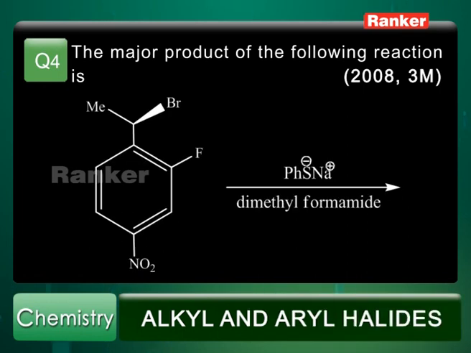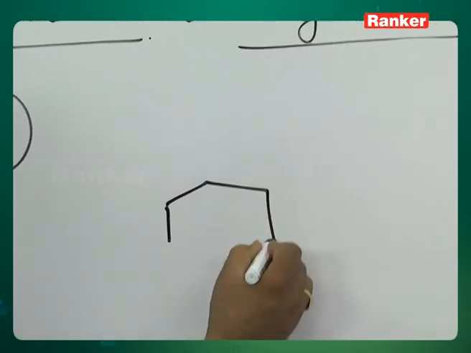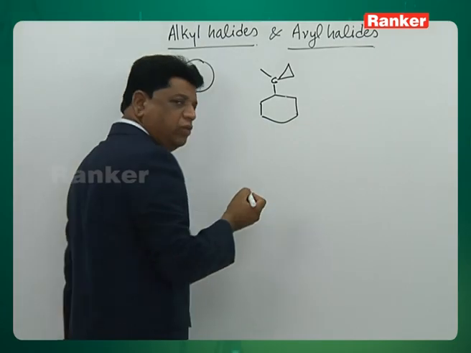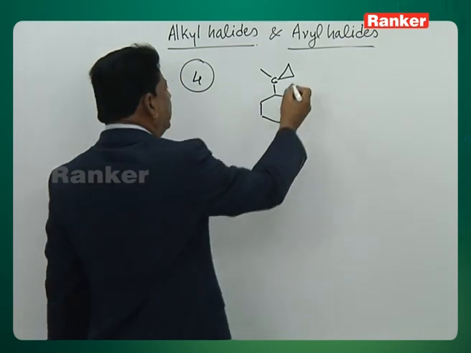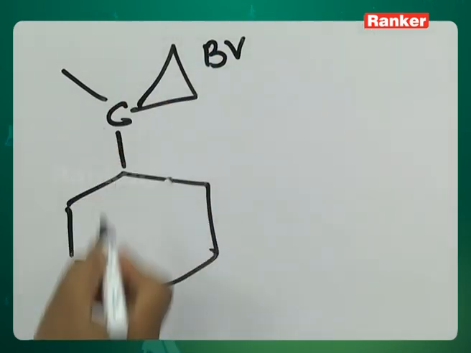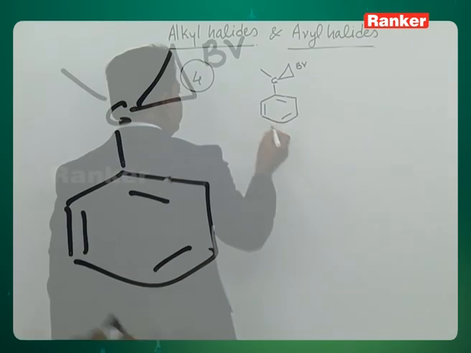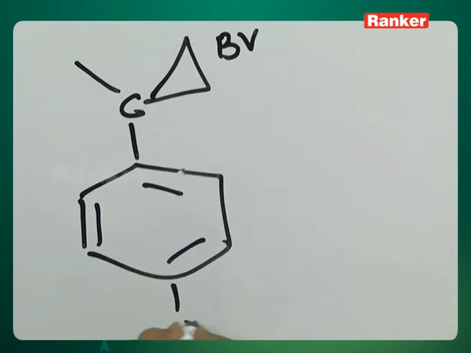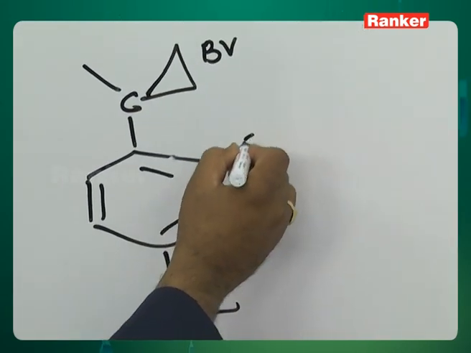The major product of the following reaction appeared in 2008. This is a 3 marks question that appeared in the IEEE screening type examination. There is a compound containing an aliphatic carbon holding a functional group, bromine. This bromine is allylic to the benzene, and there is another group, a nitro group, and there is one fluorine also.